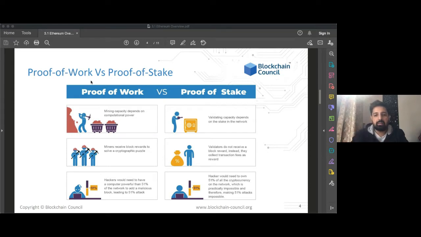In Ethereum, in order to do a malicious transaction, a hacker would need to own 51% of all the cryptocurrency on the network, which is practically impossible. One ether right now is around $600. So owning 51% of all the ethers in the network is not possible, and therefore 51% attacks are impossible. So this is a big migration from proof of work to proof of stake.